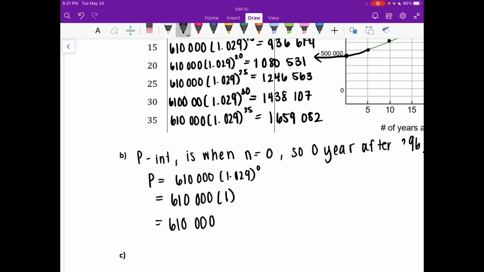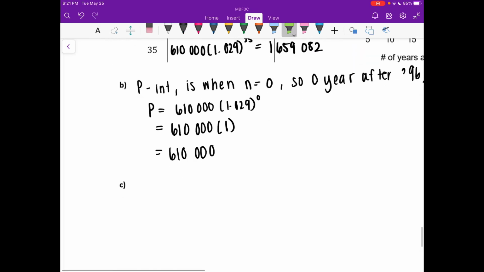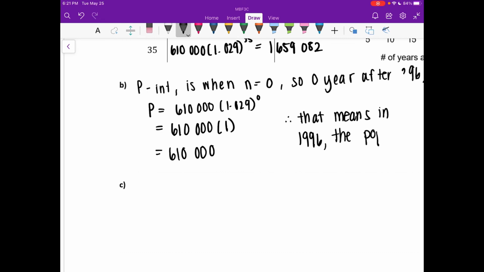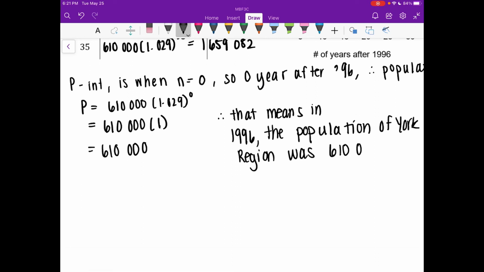And if you go back and look, you can actually find the point where n is equal to 0. We already found that value, and it was just 610,000. So therefore, that means in 1996, the population of York Region was 610,000.